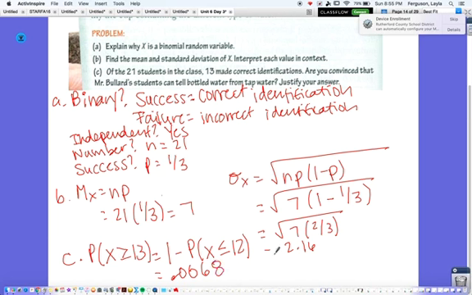And so basically what that means is the students have less than 1% chance of getting so many right if they are just guessing. So this is strong evidence that some students in the class can tell bottled water from tap water.